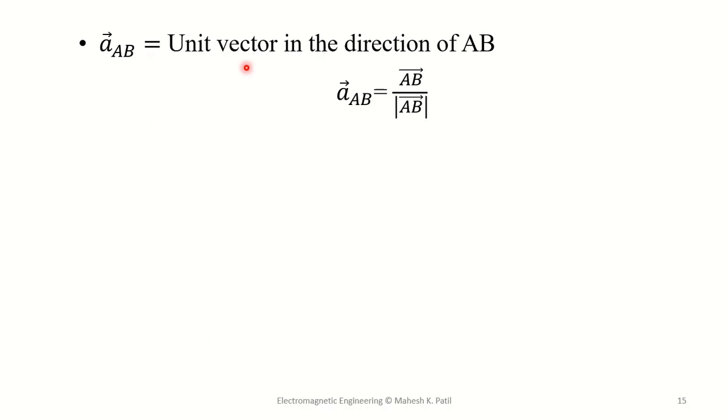Now the unit vector in the direction of AB can be written as small a suffix AB, meaning unit vector in the A to B direction. It is equal to vector AB divided by the magnitude of vector AB. This is the unit vector.